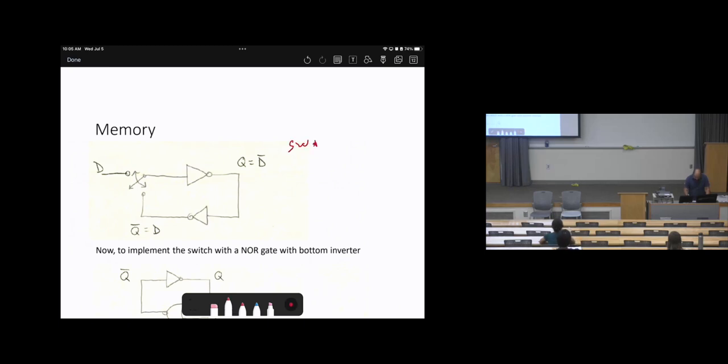Switch, or in other words, the state D is on. What will happen when the switch is on? Here is Q, here is Q bar. Q bar will equal D, right? Or when the switch is on, let's forget about this, here D, then it is equal to 1, right?